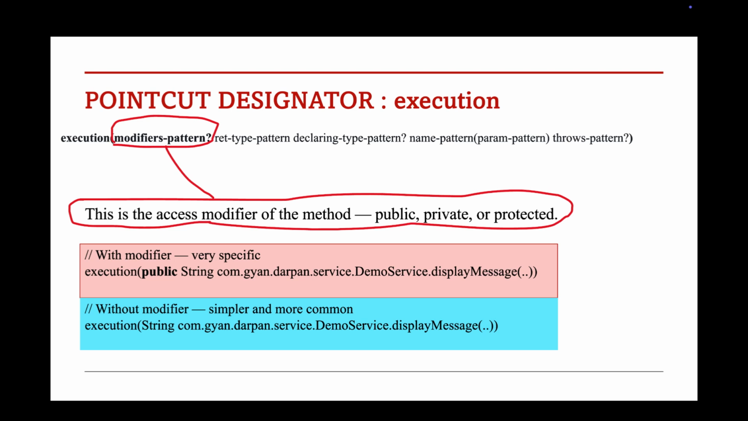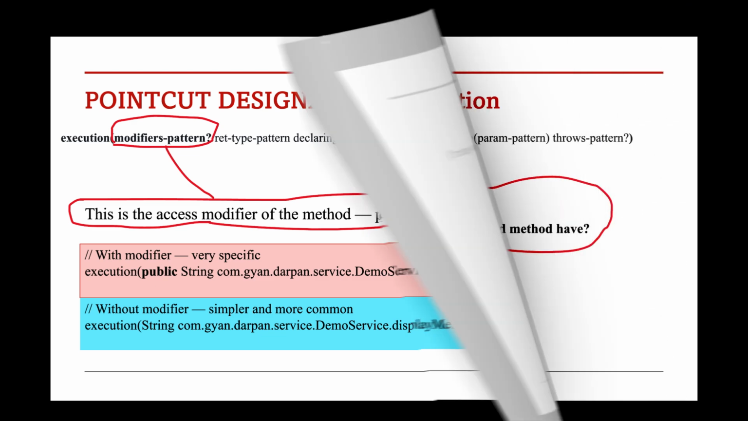Second expression, without modifier. When you omit the modifier, the expression technically matches methods regardless of their access level. But here is something important, and we will verify this in a demo. In theory, omitting the modifier means any access level could match. Public, protected, even package private. But in practice, because Spring AOP is proxy-based, it can only intercept public methods by default. However, there is one interesting exception. Protected methods can sometimes be intercepted, specifically when Spring uses cglib proxy.